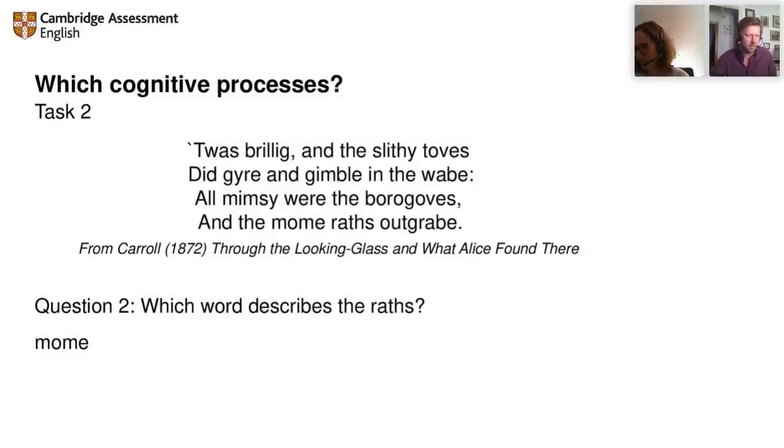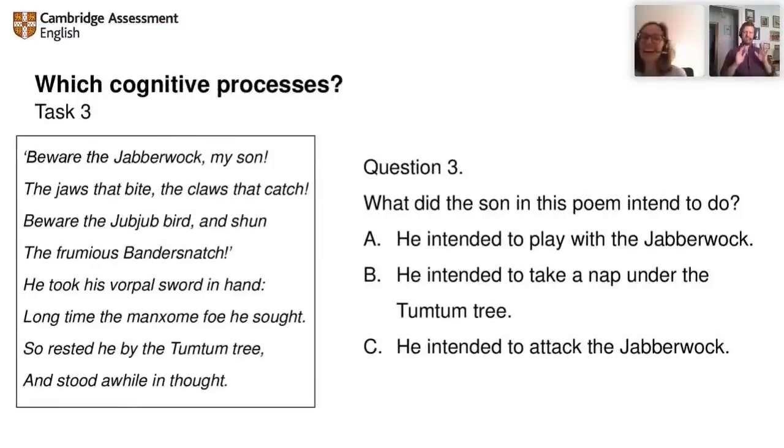Task 3, you can control the slides for this, Victoria. I think it's much safer. Right, there we are. Question 3, the next part of the poem. Have a quick read of that. And what did the son in this poem intend to do? A, he intended to play with the Jabberwock. B, he intended to take a nap under the tum-tum tree. Or C, intended to attack the Jabberwock.